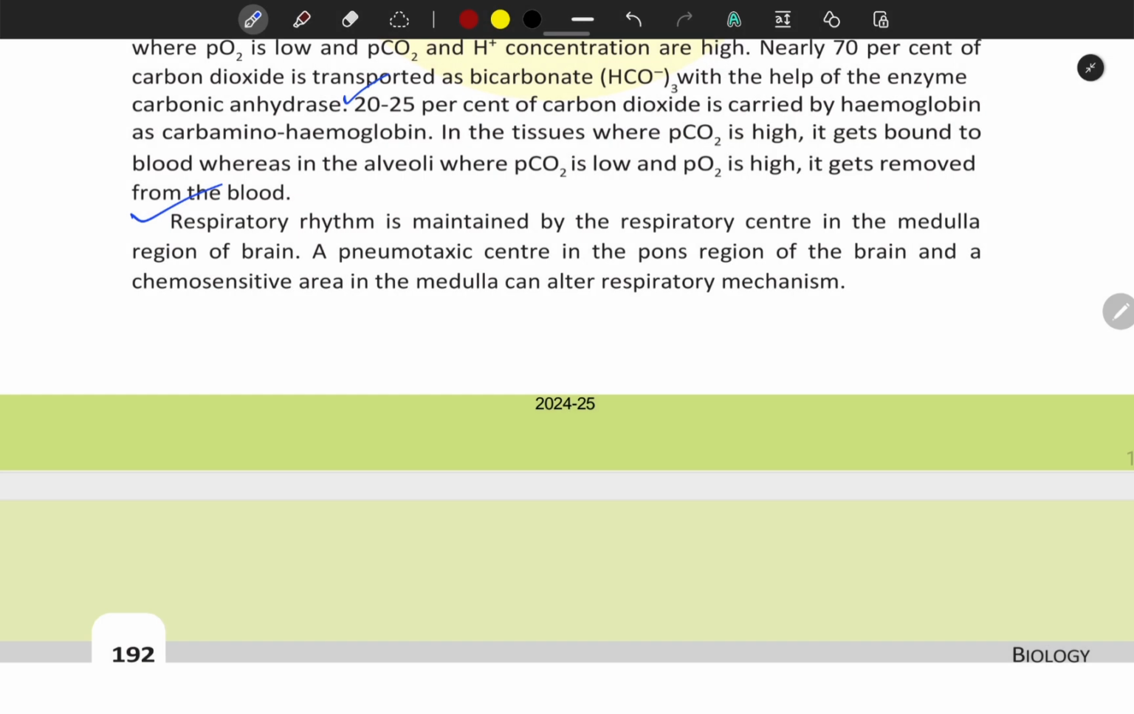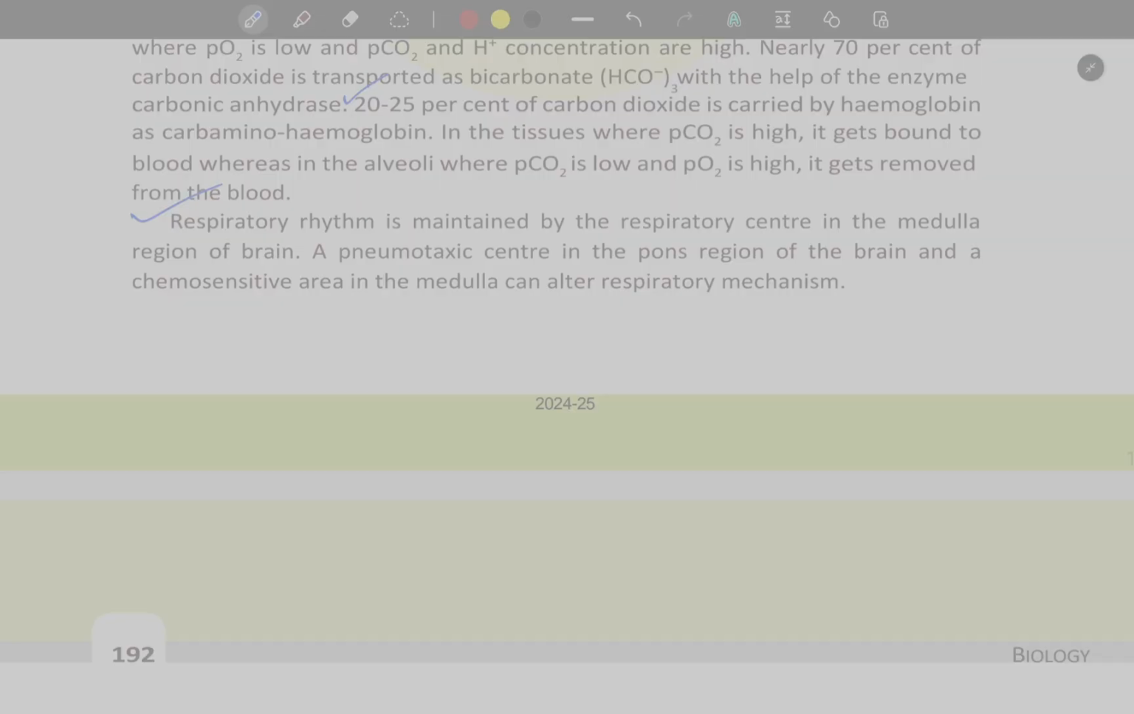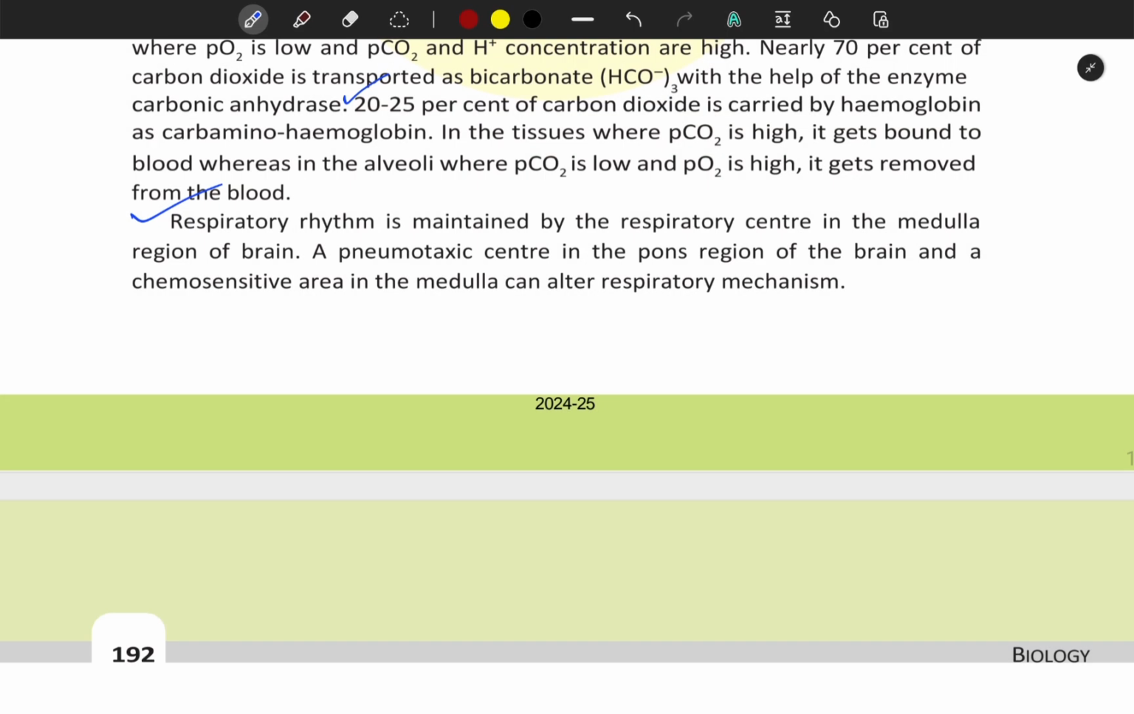Respiratory rhythm is maintained by the respiratory center in the medulla region of the brain. A pneumotaxic center in the pons region of the brain and the chemosensitive area in the medulla can alter the respiratory mechanism. Here, the chapter Breathing and Exchange of Gases is over.